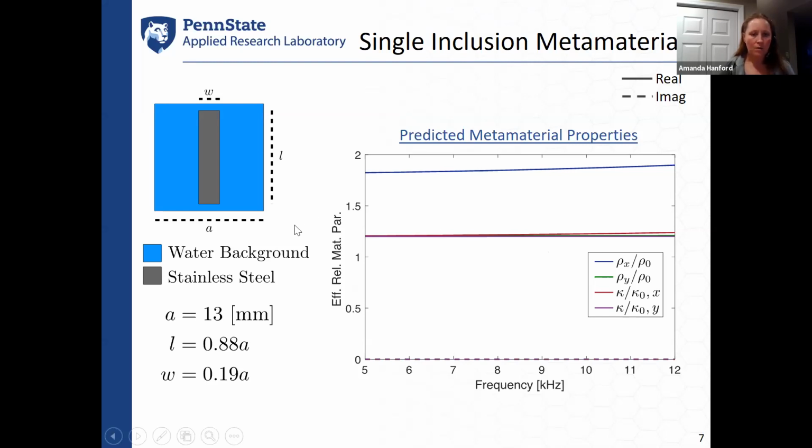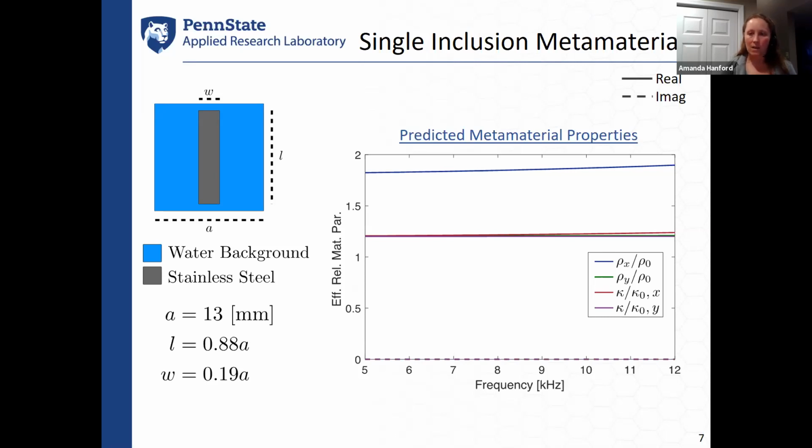You can play around with things like the width and the length and all the geometric parameters to change the effective material properties. We can look at this in different directions if we want to evaluate things like anisotropy and all those sorts of things. If this is what our unit cell looks like and we want to homogenize it, we can get some effective material properties.